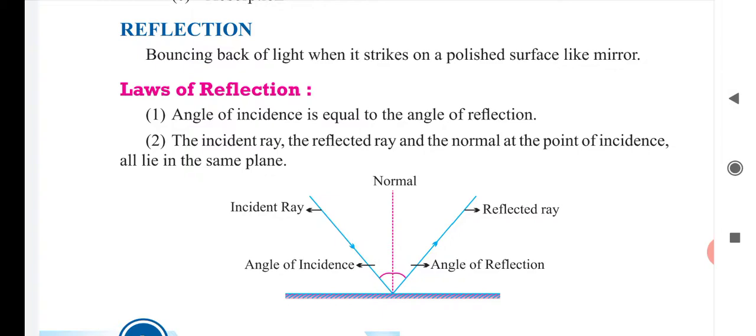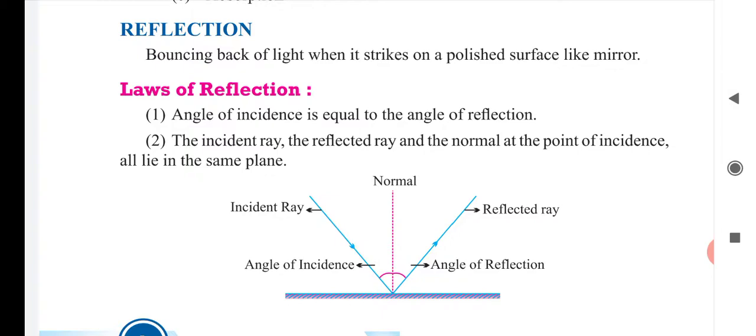So let us see what the laws of reflection are. The first law is: angle of incidence is equal to angle of reflection. From the figure you can easily see that the angle of incidence, the angle made by the normal with respect to the incident ray, and the angle of reflection, the angle made by the reflected ray with respect to the normal, are both the same. That is what the first law says.